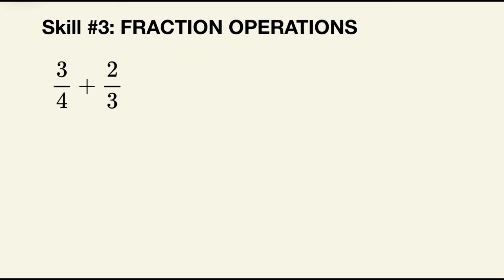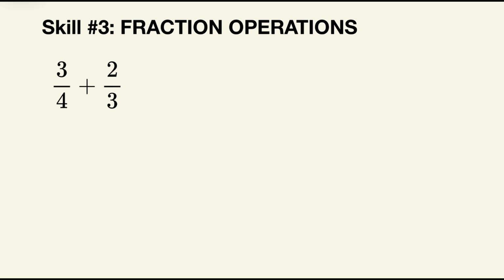Skill number 3, fraction operations. We have to add 3/4 plus 2/3. So go ahead and pause the video and try this on your own first. Before we can add fractions, they need a common denominator. And the least common denominator of 4 and 3 is 12. The reason why that is because the denominators are small enough to multiply together to give us 12. Not only that, both 4 and 3 divide evenly into 12 without a remainder.